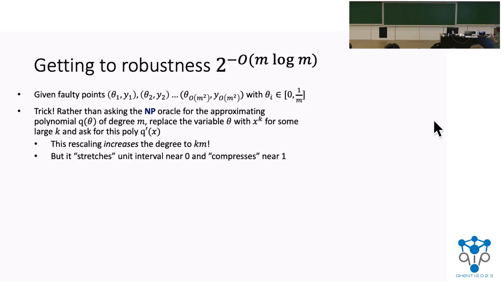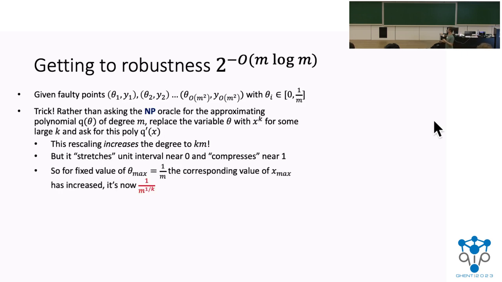But what it does for us is it stretches the unit interval near 0 and compresses near 1. So for a fixed value of theta max, which was equal to 1 over m, the corresponding value of x max is now a lot larger. It's like 1 over m to the 1 over k. So it allowed us to take theta max, which we now call x max, the width of the box, much, much larger. And when we plug that into Paturi's bound, we get a net advantage. We get that z of 1 is less than or equal to delta times 2 to the k times m, that's the new degree d, times theta max, which is m to the 1 over k.